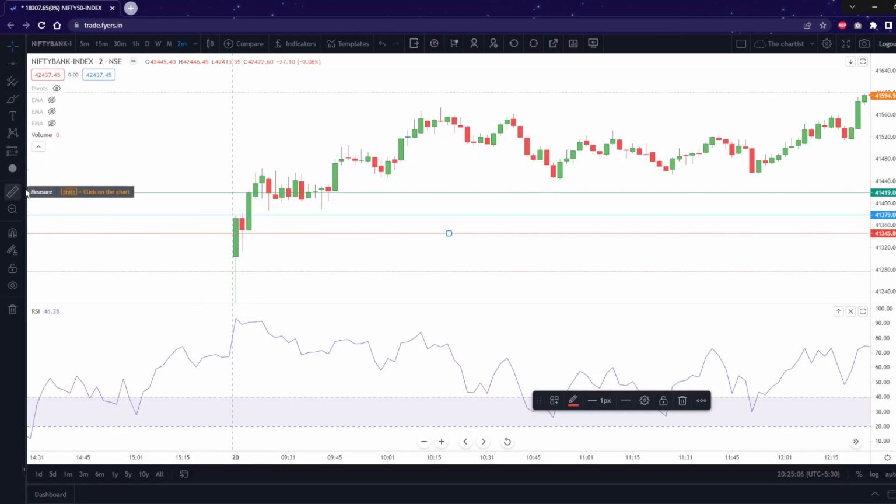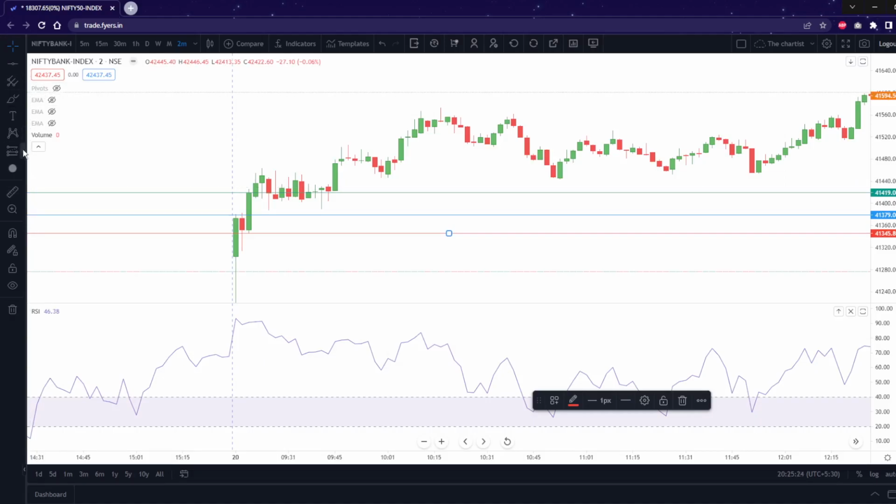Now, like I said, the target could be 1:1 or 1:2. Normally I would prefer, if you're just getting started in the market, to keep a target of only 1:1. Once you get more confidence and hands-on experience with the strategy, you can go for a higher target, right?